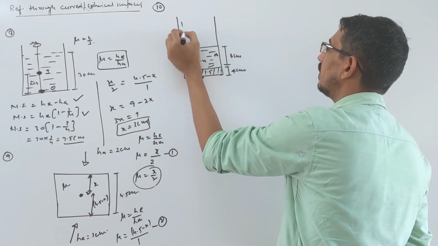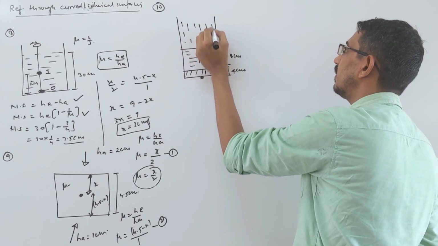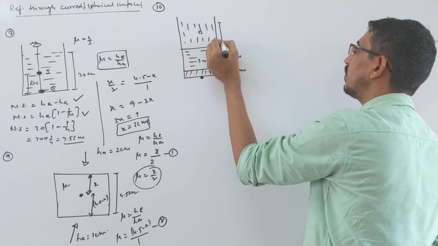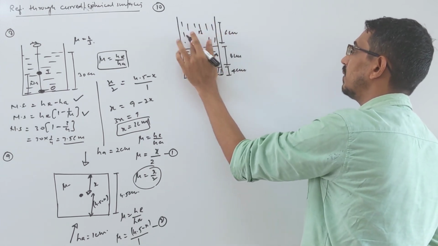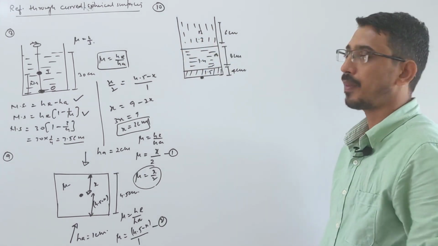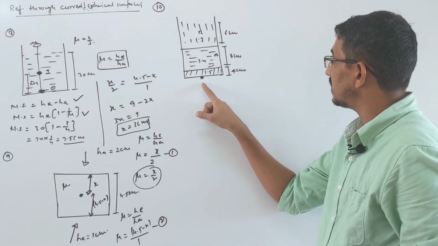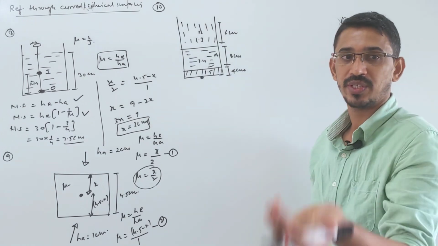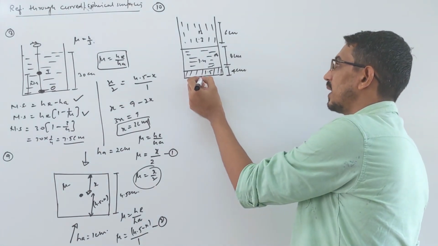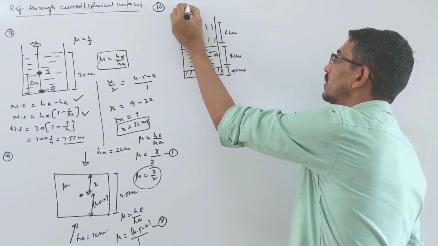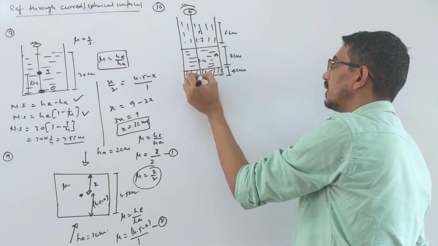There's another liquid here. Let's say this is liquid B. This liquid B is filled up to what depth? 6 centimeters, and has a refractive index of what? 1.3. Clear? So they said if a scratch is made at the bottom side, outer surface, then you watch it from what? Top.